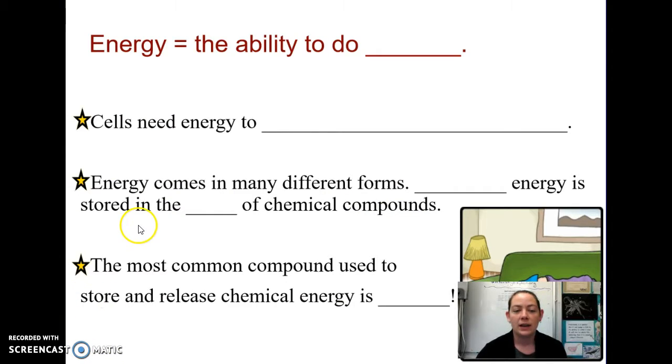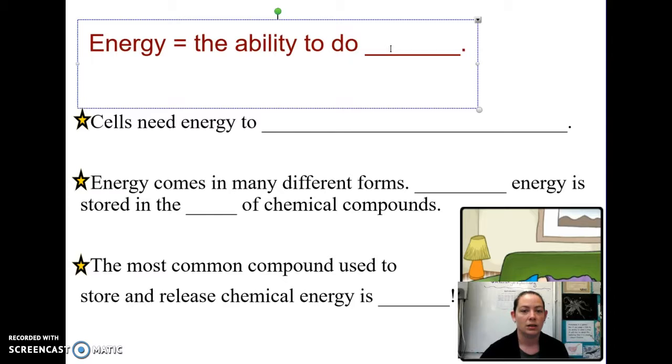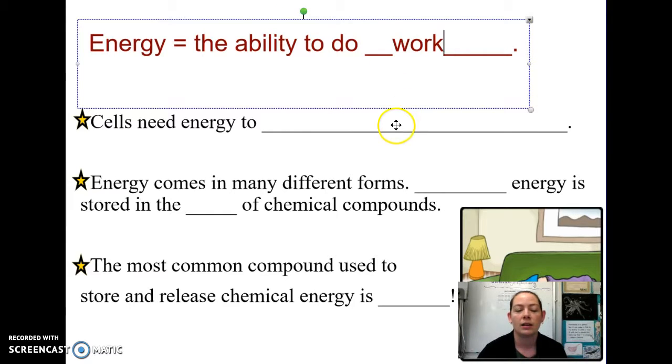So a quick review of energy. Energy is the ability to do work. So cells need energy for lots of different things. See if you can come up with any. What do our cells do? What do they need energy for?